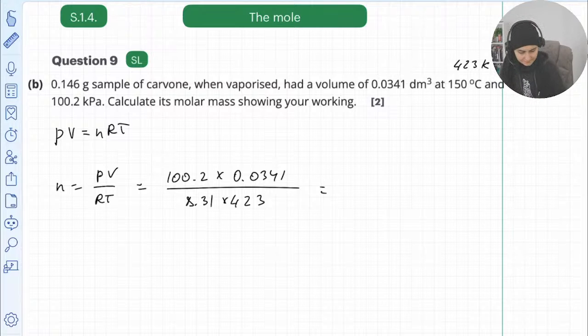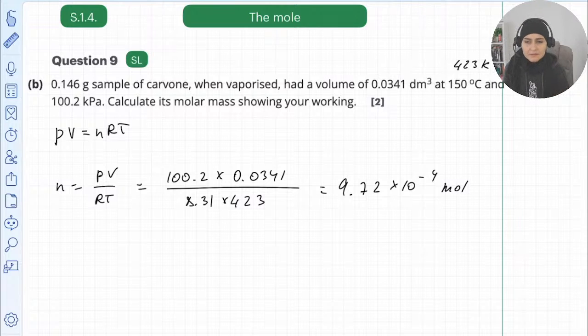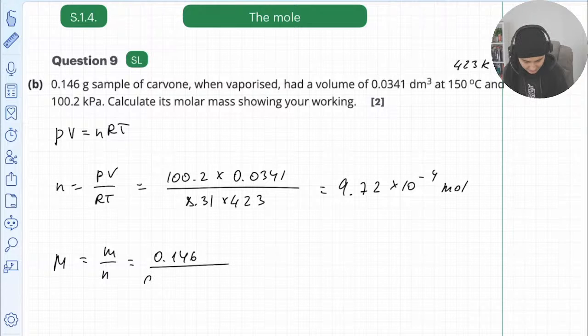All right, let's see. 100.2 times 0.031 over 423. That's 9.72 times 10 to the minus 4 moles. That's the moles, and now we also know the mass, so I use the formula that molar mass is mass over moles. So I do 0.146 divided by 972 times 10 to the negative 4.